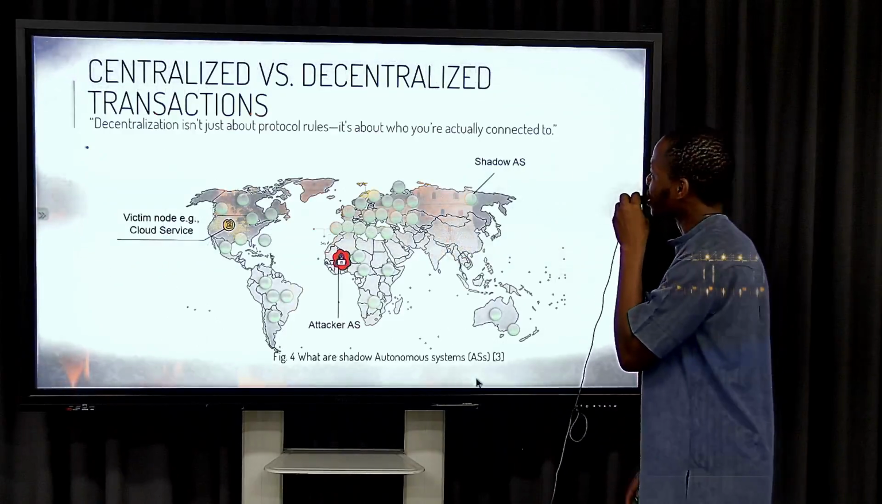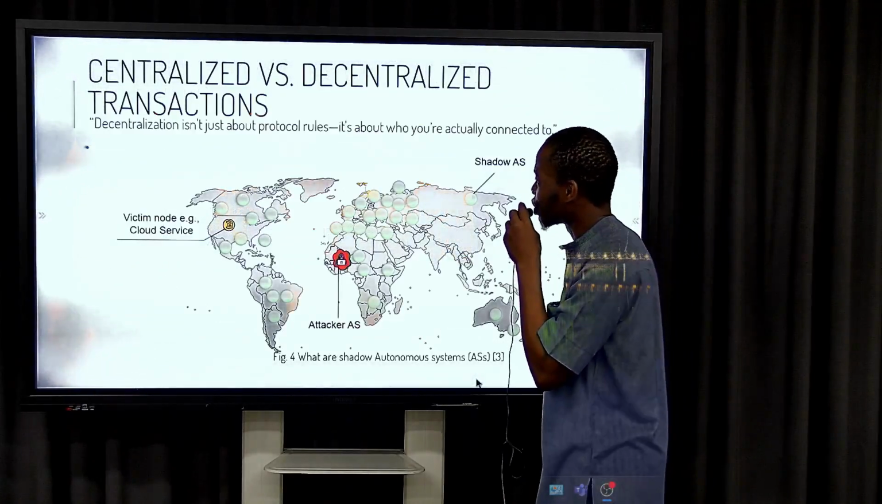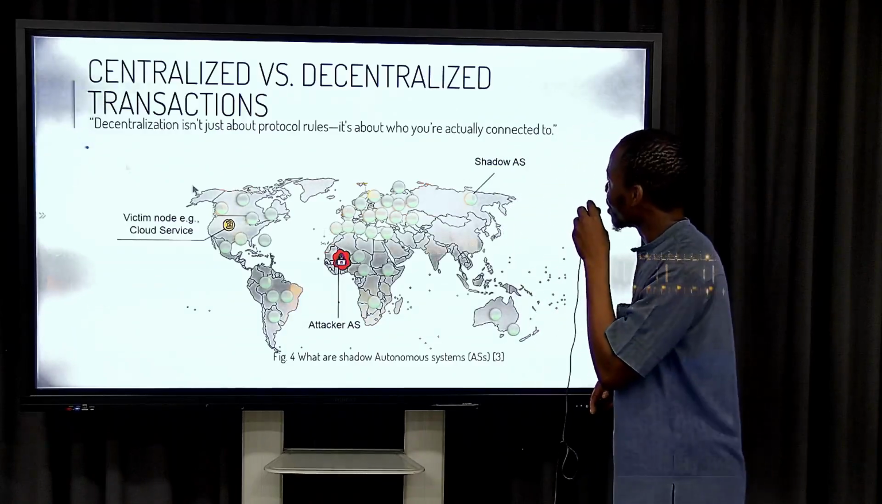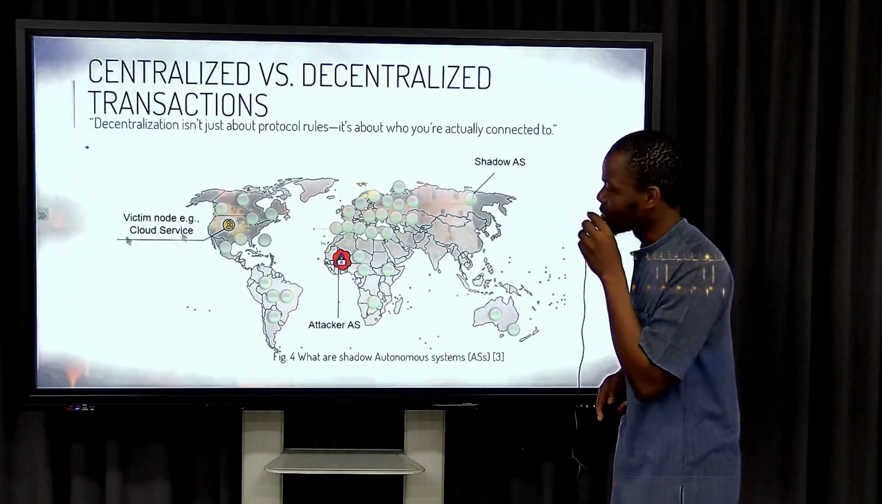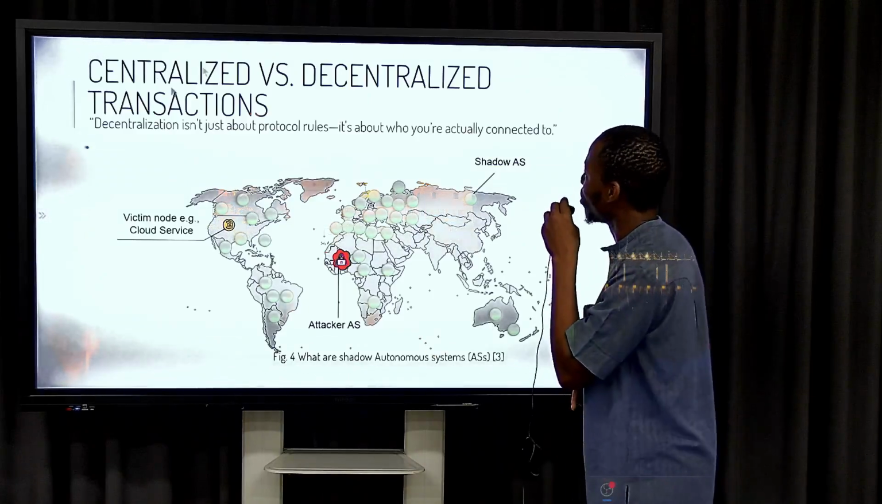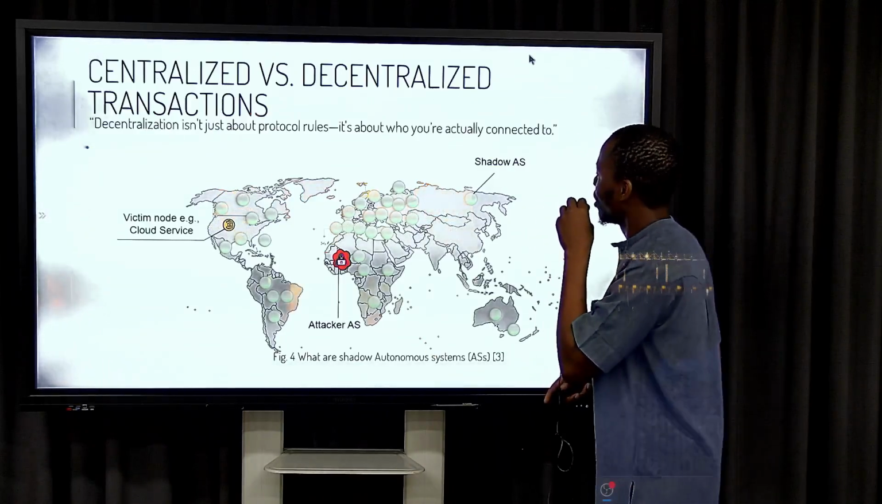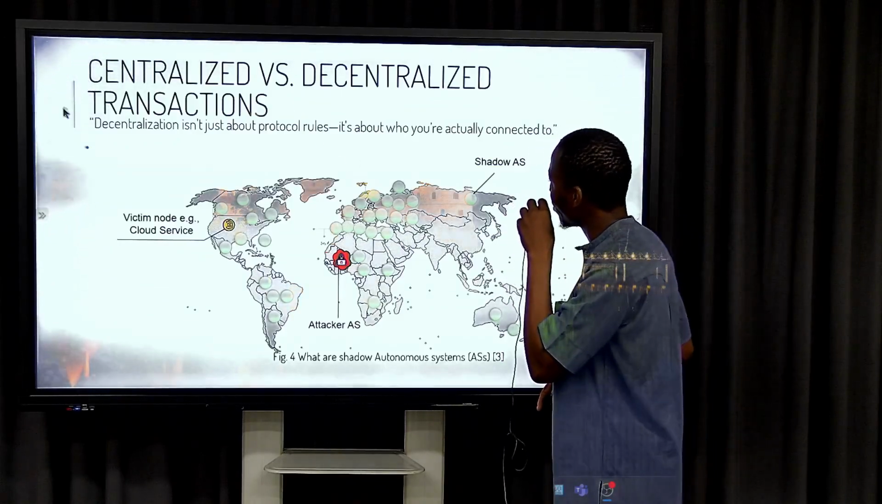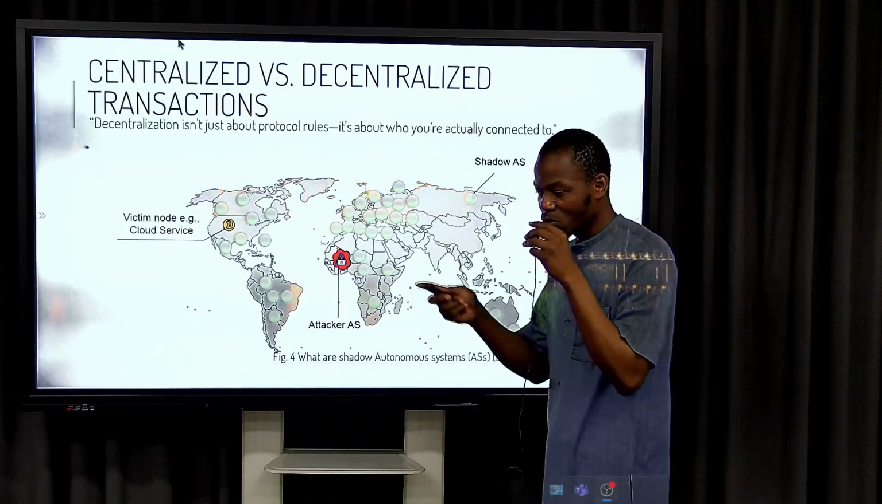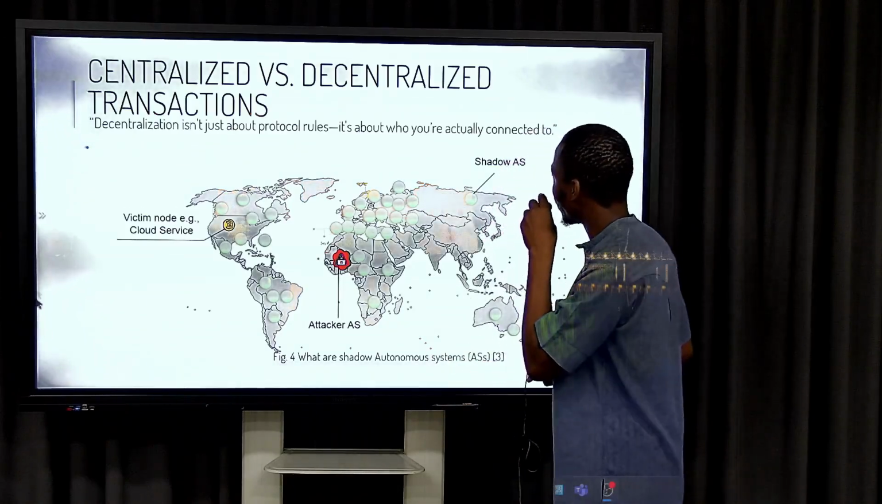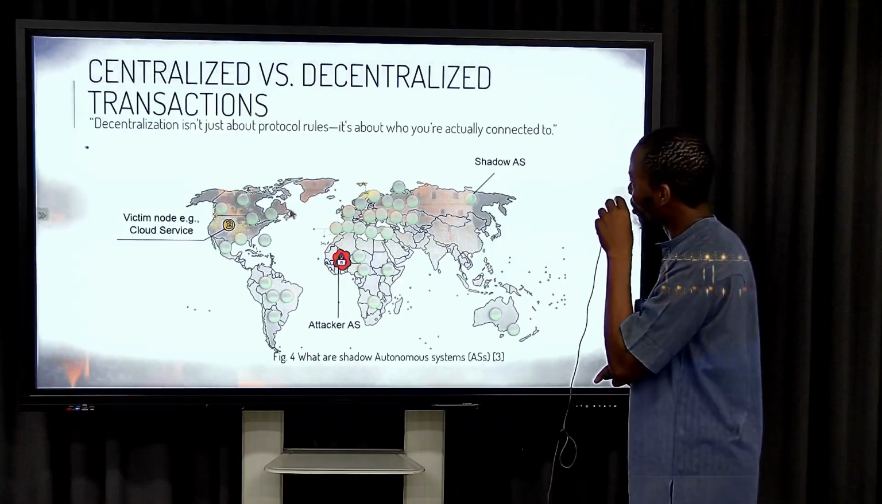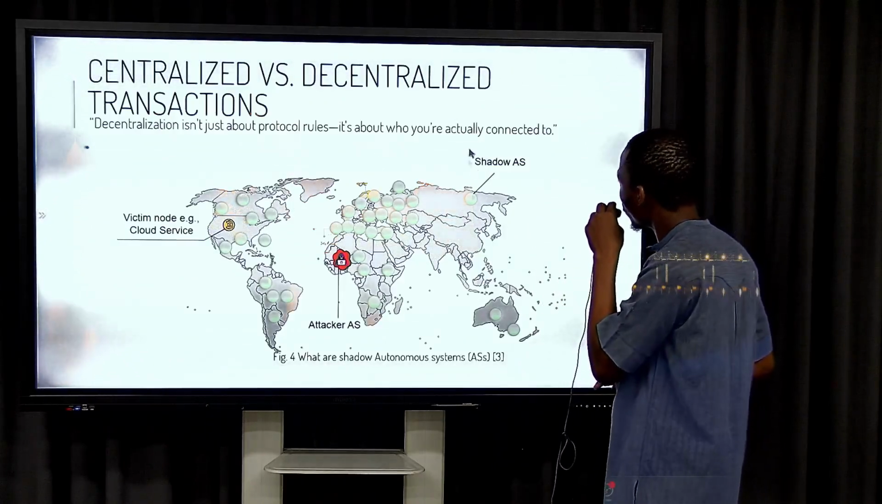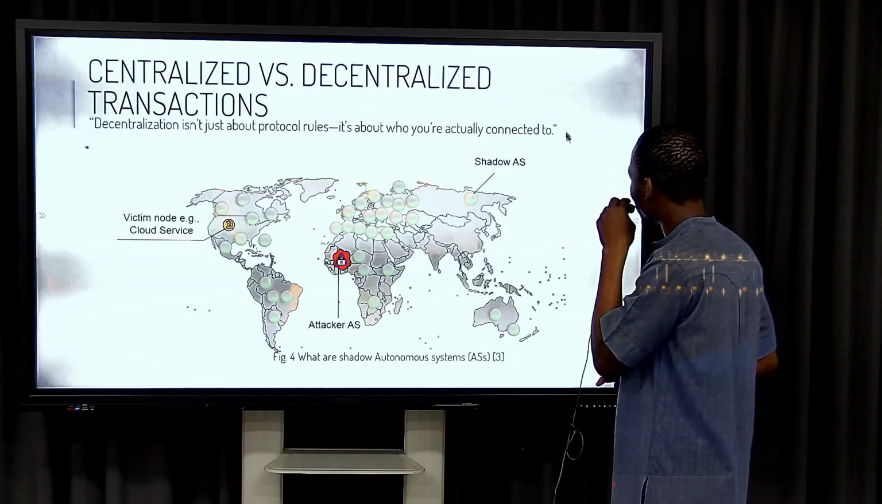Next, we look at centralized versus decentralized transactions. In this particular slide, we have the word centralized, and we have decentralized. Then we also have transaction. It's worthy of note that decentralization isn't just about protocol rules. A protocol is just a rule that guides the operation of a particular system. It's not just about the protocol rules, it's about who you are actually connected to.